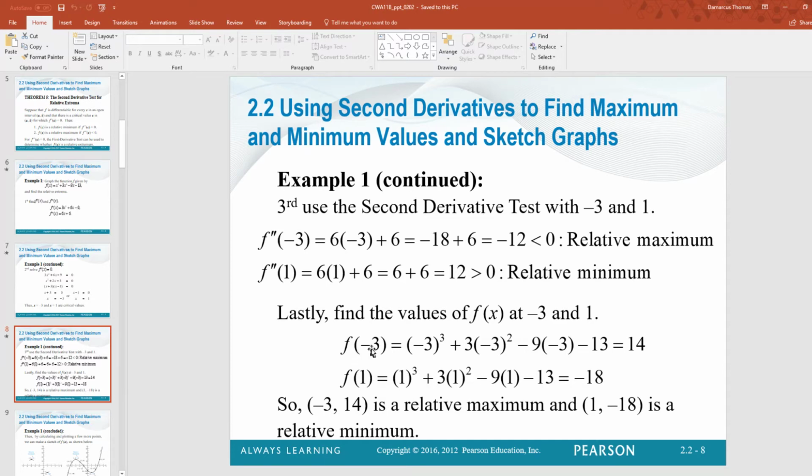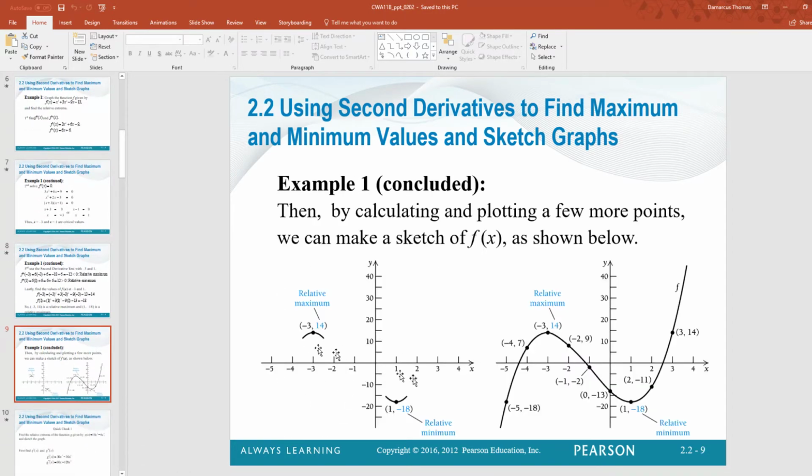So if we plug negative 3 back into the original function, you get that the ordered pair is negative 3 comma 14, and for the f function you plug 1 back into the original, you get 1 comma negative 18. And so the original points where there's a relative max and a relative min are at these 2 points respectively. This can help you actually create the graph.